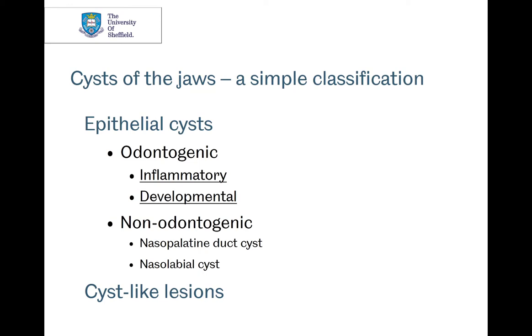So how do we classify them? Well, there are a number of ways in which you can do that. So at the basic level, you can split them into epithelial cysts or cyst-like lesions. The epithelial cysts themselves can be then separated into those which are of odontogenic or non-odontogenic origin. And the odontogenic ones can be further subdivided, as I earlier indicated, into those which have arisen from an inflammatory etiology and those which have a developmental etiology.